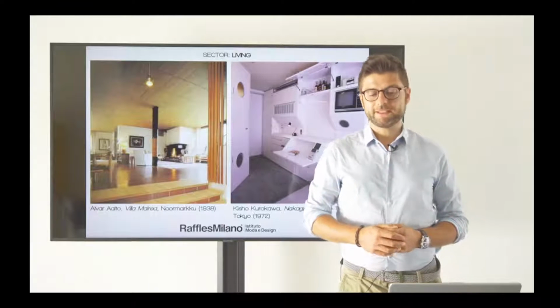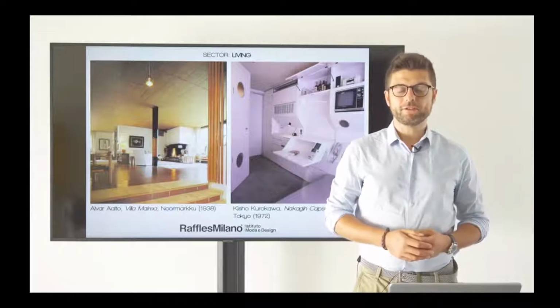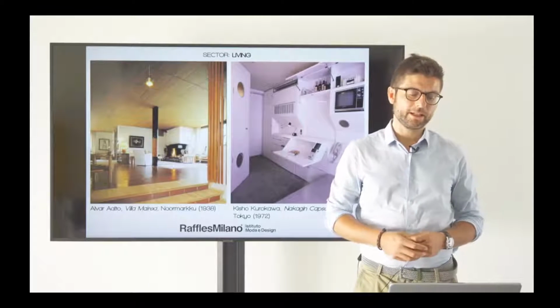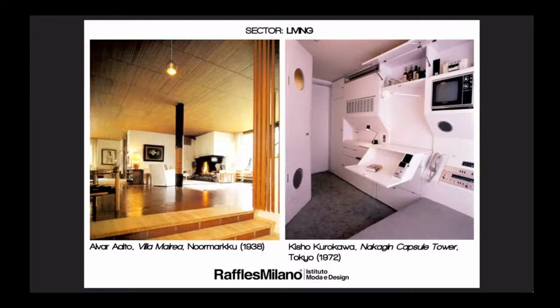The category of living is another really wide category that we certainly know really well. On the left we see again the house that I showed you before, the private house by Alvar Aalto, the Villa Mairea, but in the category of living there are not only houses but also hotels and also flats, and also units for living, like the one that you see on the right, designed by the Japanese designer Kisho Kurokawa. Nakagin Capsule Tower is the minimum space for living created in 1972, a space that was really advanced from the point of view of the technology, and that can contain all the functions for living, also the new ones like the televisions and the radio.